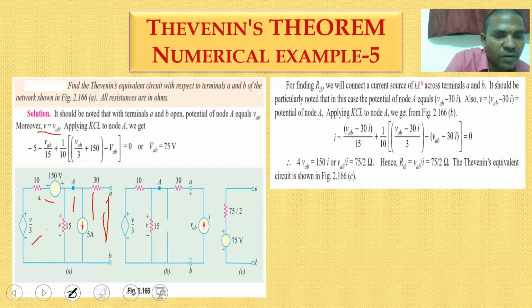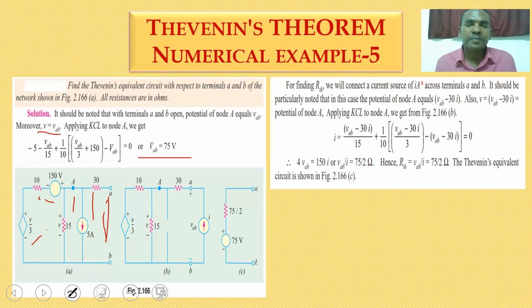So finally one unknown value, one equation. So finally you can get VAB is equal to 75 volts.